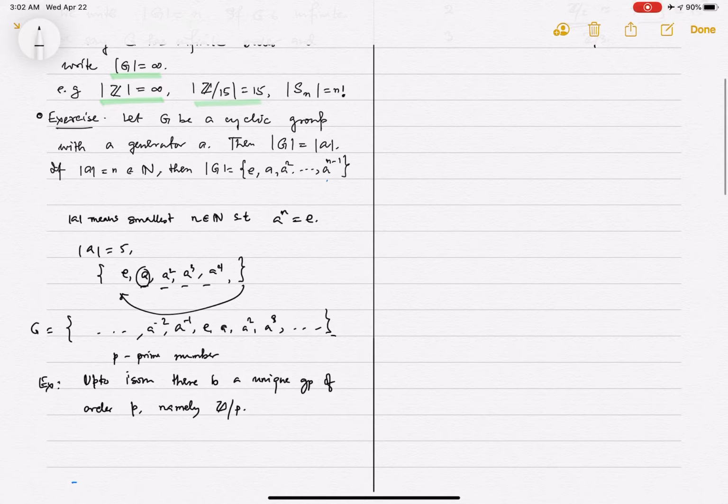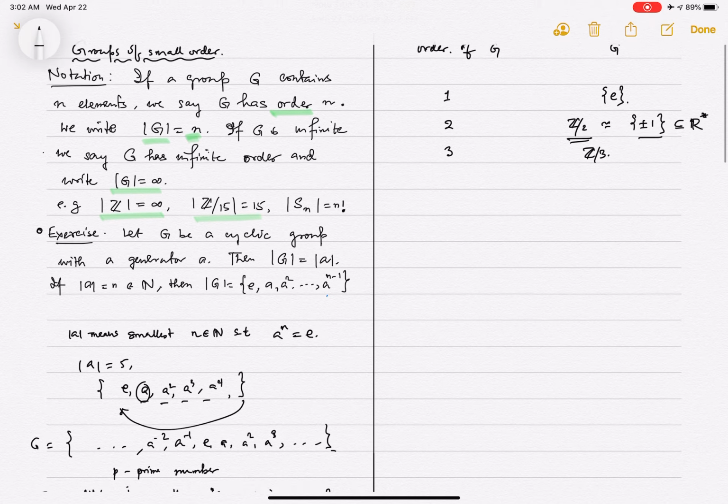This is actually an easy exercise from the previous one, because if we take something in there, it will have to have some non-identity element, and you can show pretty easily that it has to have order P.